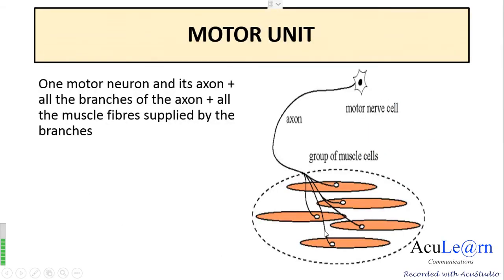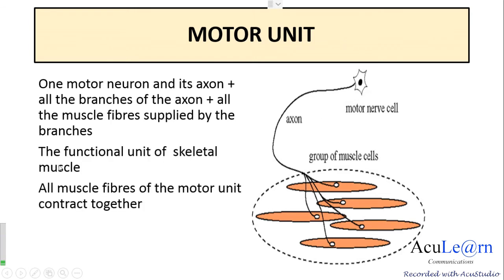Coming to the next one, you should know the definition of a motor unit. A motor unit consists of a single motor neuron, which has its cell body in the spinal cord or in the brainstem nuclei, and it has its axon fibers along with its branches and the muscle fibers it innervates. That is called a single motor unit. So it is one motor neuron and its axon, all the branches of the axon, and all the muscle fibers supplied by the branches. The cell bodies of the motor neurons supplying the skeletal muscle fibers lie in the ventral horn of the spinal cord or the motor cranial nuclei.